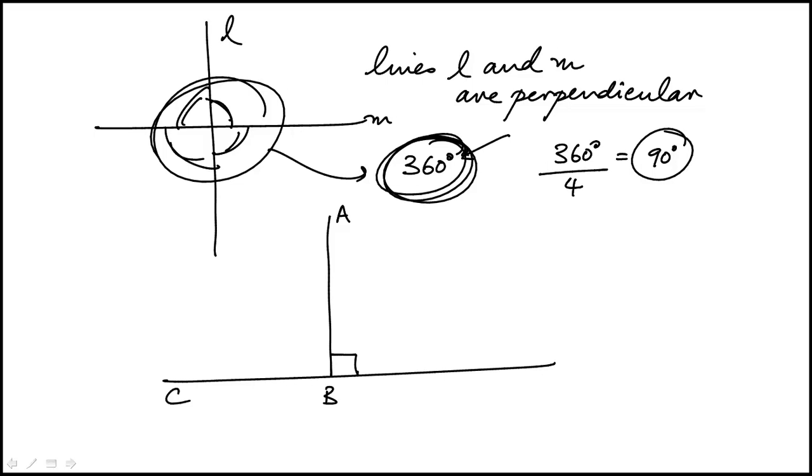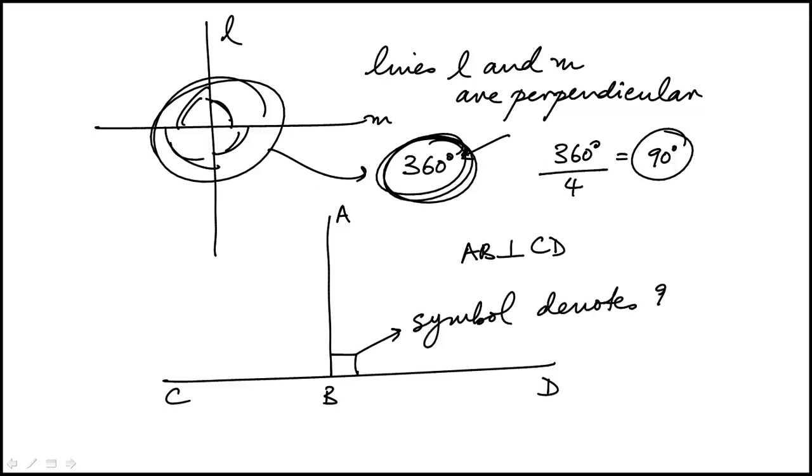So here we would say AB is perpendicular to CD. So whenever you see this symbol, it denotes an angle of 90 degrees. So it's a matter of notation here.